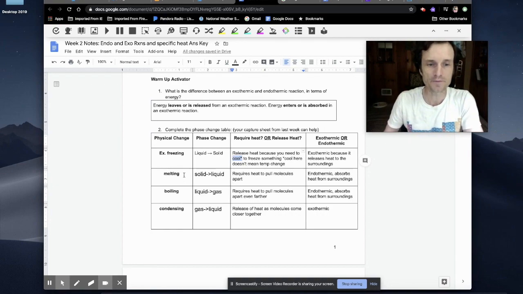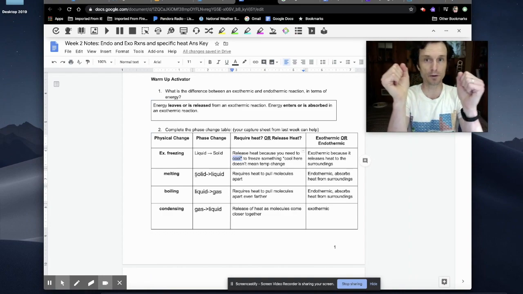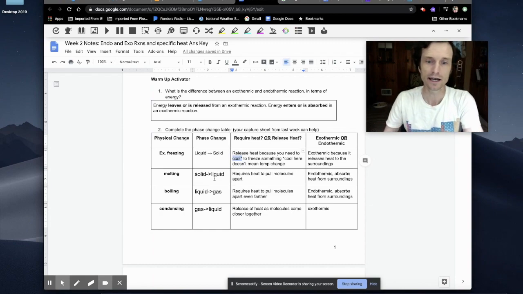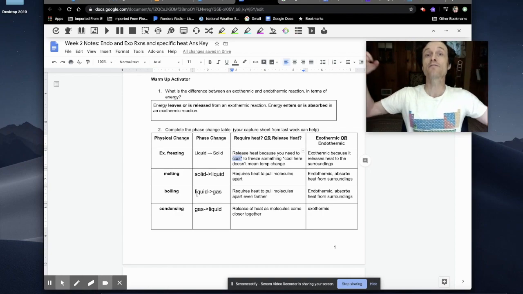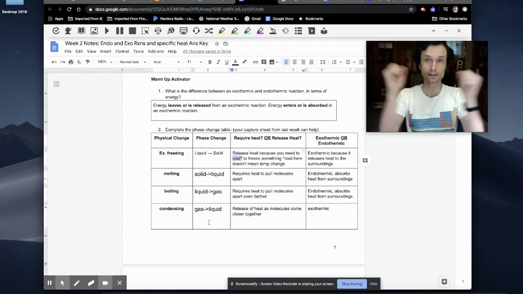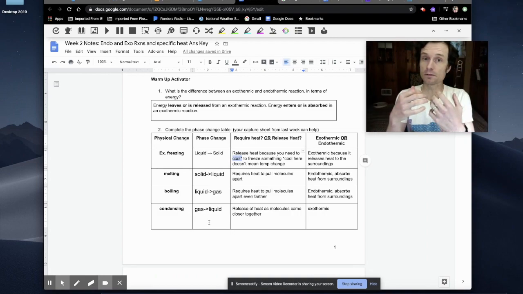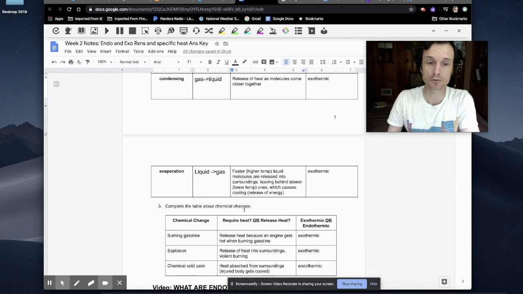So in melting, here we go from a solid, molecules close together, to liquid where they're a little further apart. That is a bond that's being broken, which requires energy, and that is endothermic. Boiling, you have liquid, molecules a little further away, now going even further away. So that bond is broken as well, requiring energy, endothermic. Condensing, which is the opposite of boiling, gas going to liquid, is a formation of a bond and would be a release.